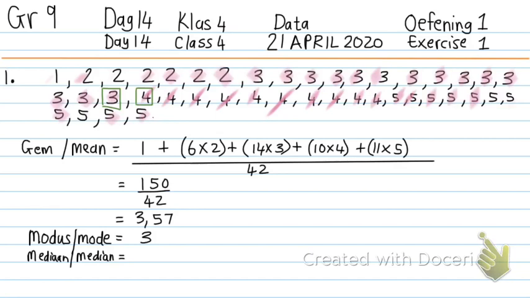So the median is between that 3 and 4, which means I'm going to add the 3 and 4, 3 plus 4, and divide it by 2. So that is 3,5. So the median is 3,5. Now for the range. The range is the maximum minus the minimum. So it's 5 minus 1, and that is 4. That's the range.